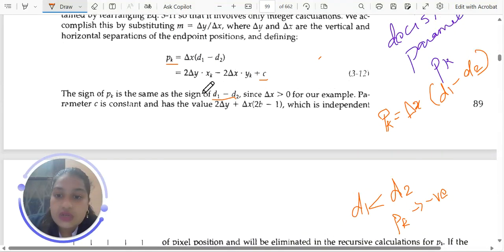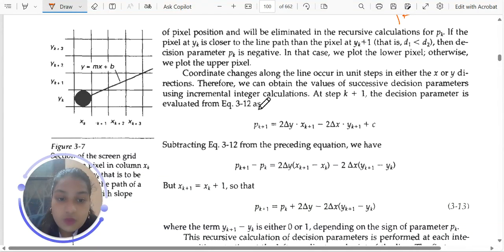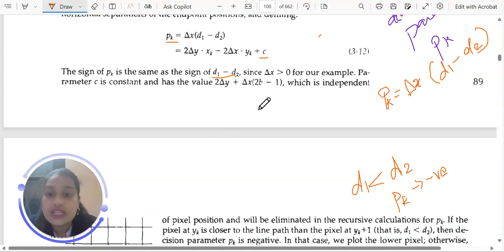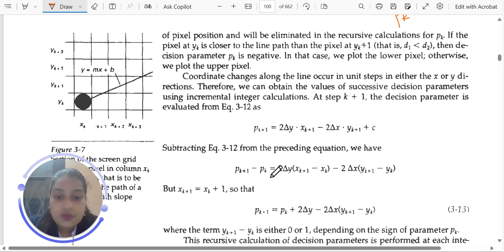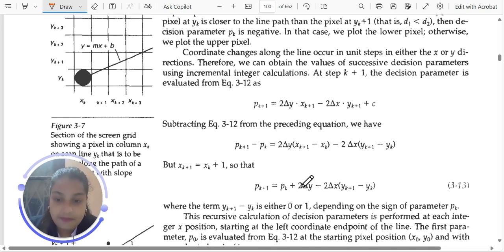See, pk we have got as 2Δy·xk − 2Δx·yk + c. Then pk+1 will be just adding 1 to the k. See, over here we have k's, no? Just add 1 to it. So we will get pk+1 = 2Δy·xk+1 − 2Δx·yk+1 + c. Now we subtract pk+1 and pk. So pk+1 − pk, we will be getting 2Δy(xk+1 − xk) − 2Δx(yk+1 − yk).